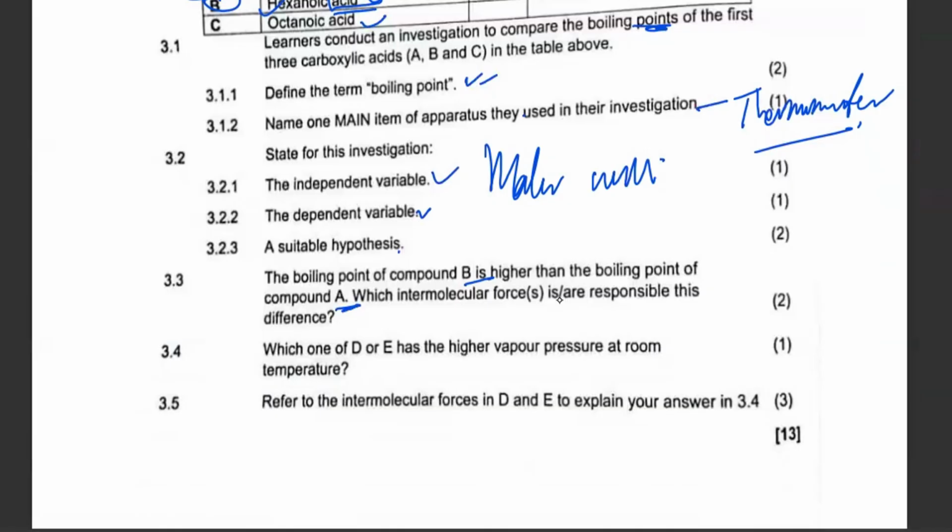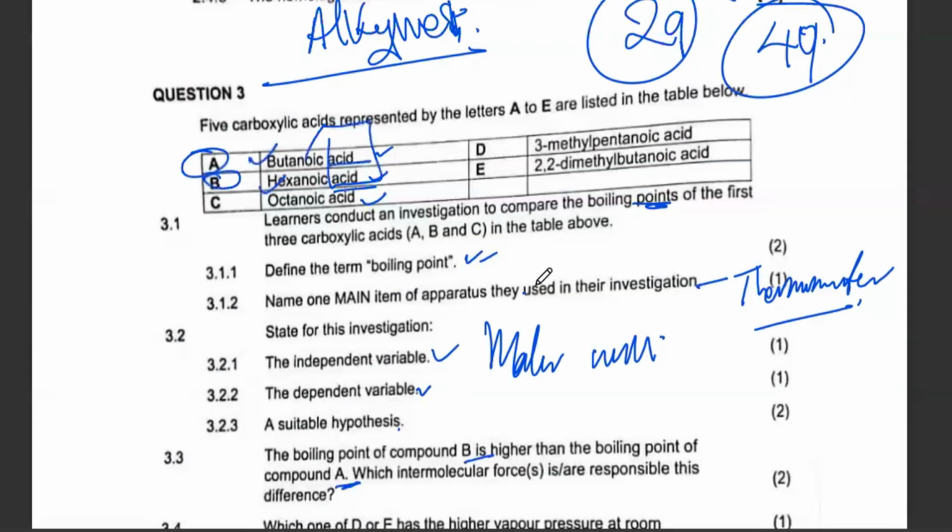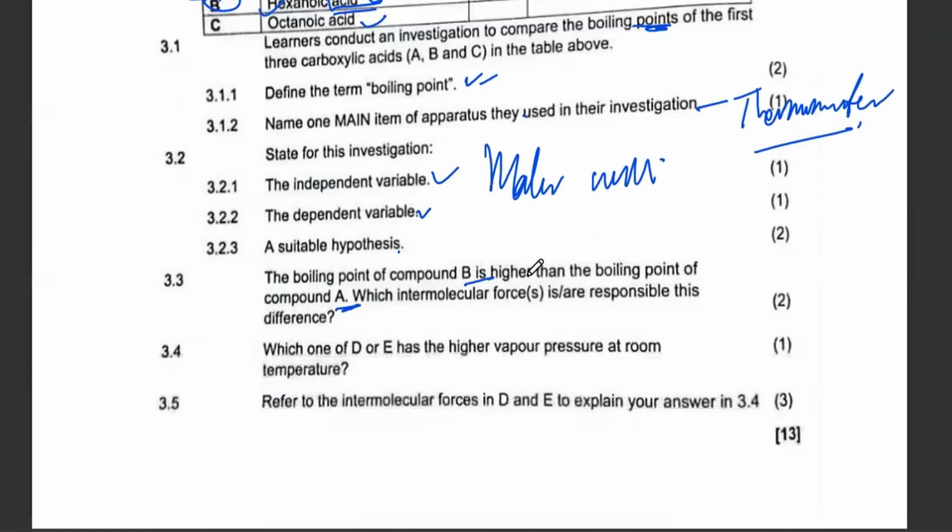They're saying that which intermolecular force is or are responsible for this difference? The number of carbon atoms is being influenced by London forces. So in this case, we can say that the answer here is London forces.